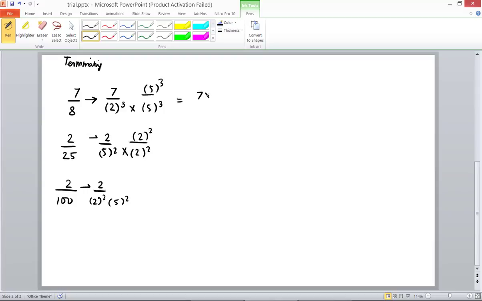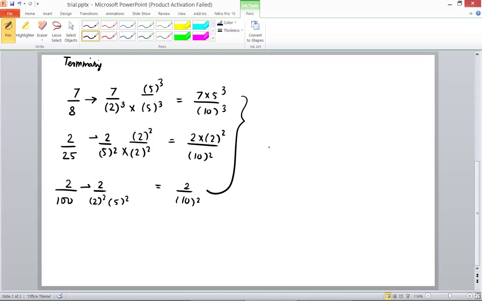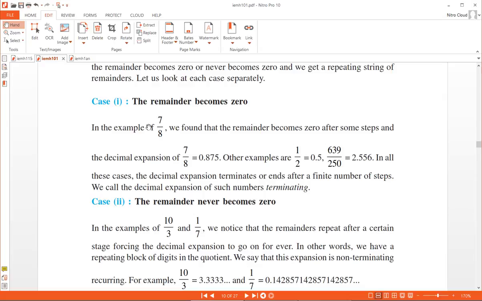So, here I'll have 7 into 5 to the power 3 upon 10 to the power 3. Here I'll have 2 into 2 to the power 2 upon 10 to the power 2. And this is already 2 upon 10 to the power 2. So such decimals will always be terminating. So if I have my denominator in such an expression, where x or y could also be greater than or equal to 0, then they are terminating decimals. So this is case 1.